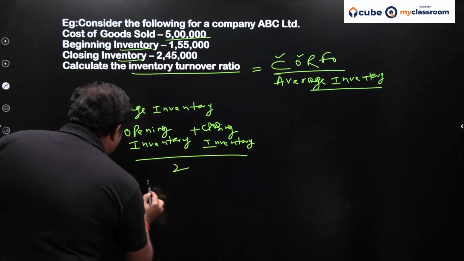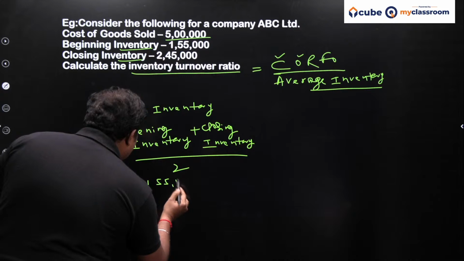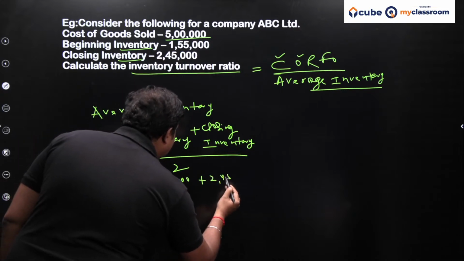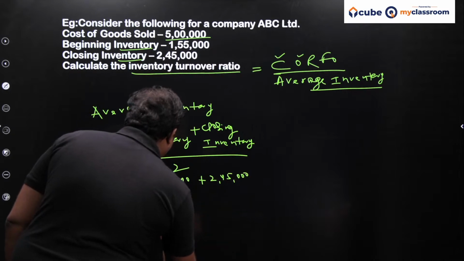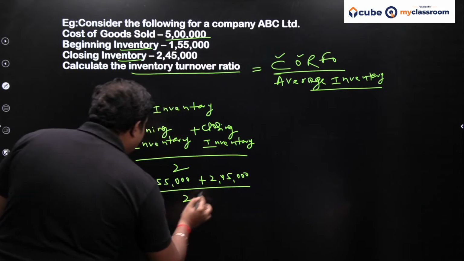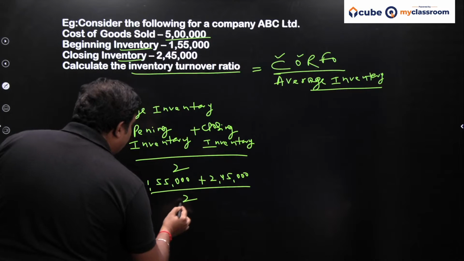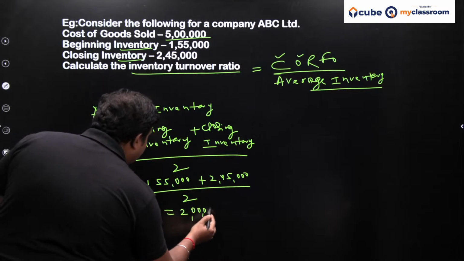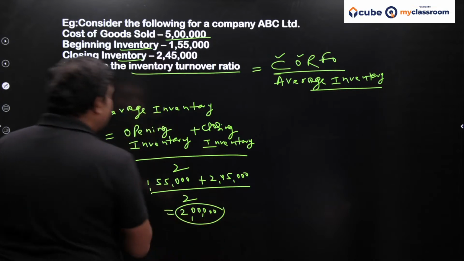ओपनिंग इन्वेंट्री वी हैव 1,55,000. Closing inventory we have 2,45,000, divide by 2. So it simply means that 155 plus 245 makes 4 lakh divided by 2. So it should be how much? 2 lakh rupees. This is your average inventory.